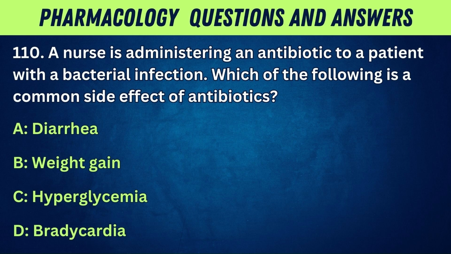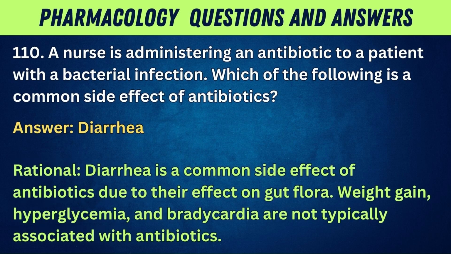110. A nurse is administering an antibiotic to a patient with a bacterial infection. Which of the following is a common side effect of antibiotics? A. Diarrhea. B. Weight gain. C. Hyperglycemia. D. Bradycardia. Answer: diarrhea. Rationale: Diarrhea is a common side effect of antibiotics due to their effect on gut flora. Weight gain, hyperglycemia, and bradycardia are not typically associated with antibiotics.